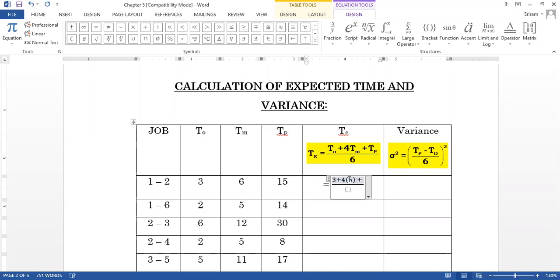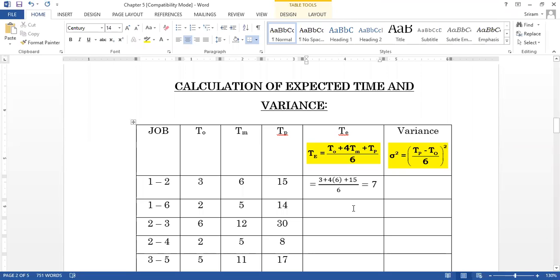I'm taking the numbers as they are, and I'm going to use the calculator to simplify this. The first value is 3 plus 4 multiply 6 plus 15 divided by 6. Using the calculator: 3 plus 6 fours are 24, plus 15, that is 42, divided by 6. The value is 7. In the same way, I am going to find the next value.